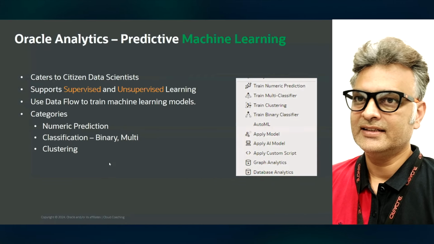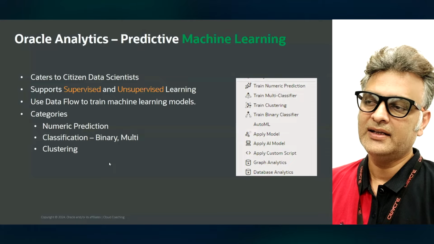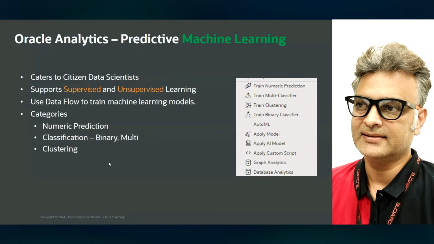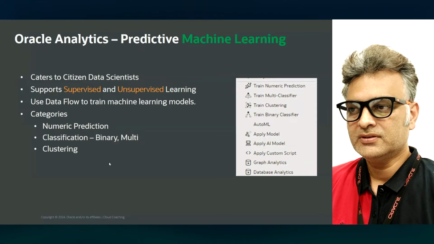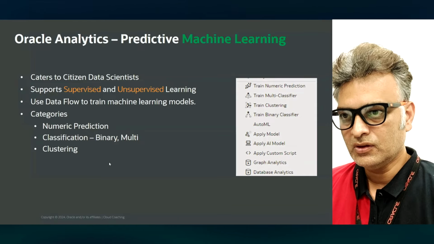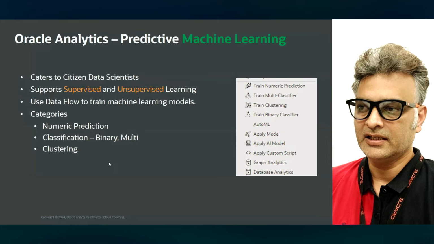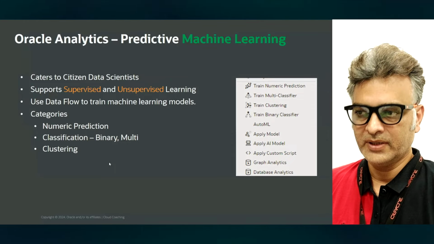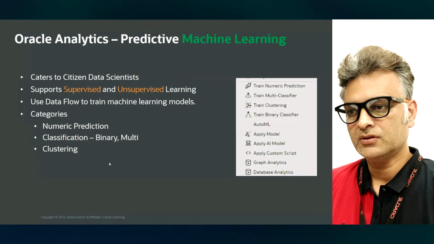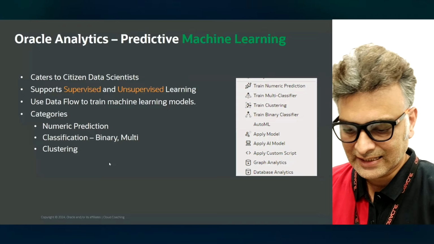So Oracle Analytics, the machine learning capabilities primarily caters to the citizen data scientists. It supports both supervised and unsupervised learning, and we use the feature of data flow to train and build the machine learning models. Now, machine learning model building is supported for numeric prediction, classification, both binary and multi, as well as clustering.